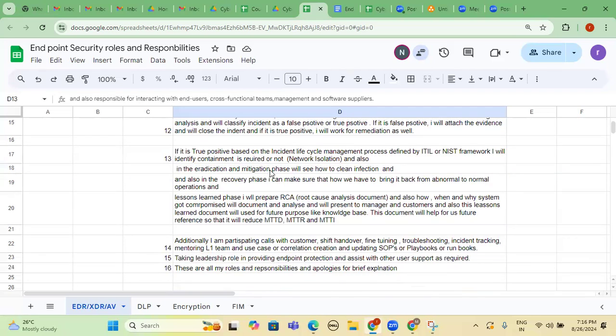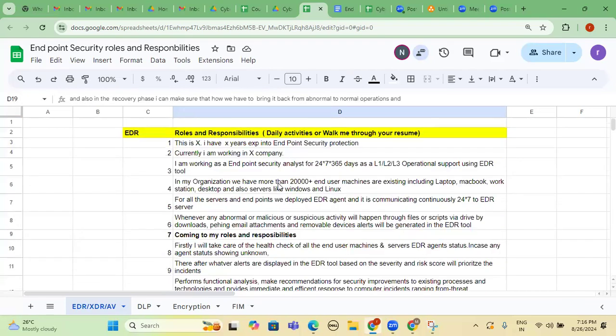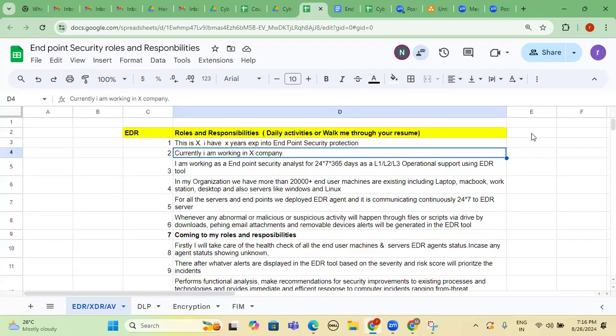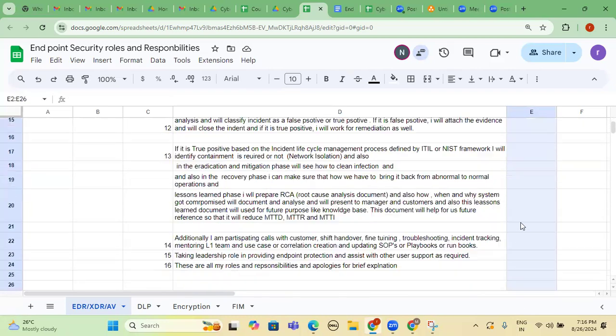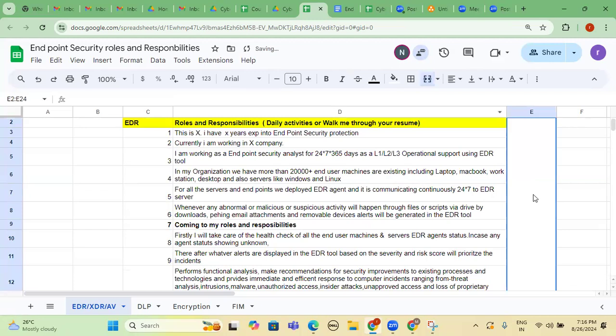Yeah, please go through this one. And if you have any questions, you can ask me in tomorrow's class. So these are all the roles and responsibilities. As I said, these roles and responsibilities are not only applicable to L1, L2, L3. I provided a combination of administration, implementation, L1, L2, L3.